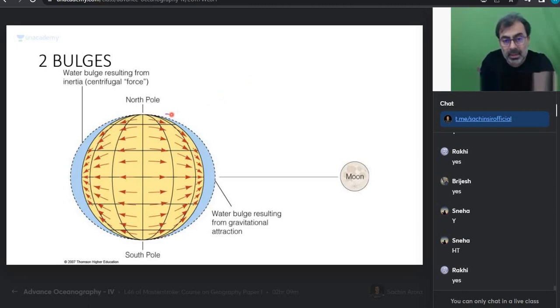Bulges along the entire meridian. Can you see along the entire meridian? Suppose this is 90 degrees. So everywhere there will be high pressure. And here what will happen? High pressure will be there, high tide. This will be low tide.